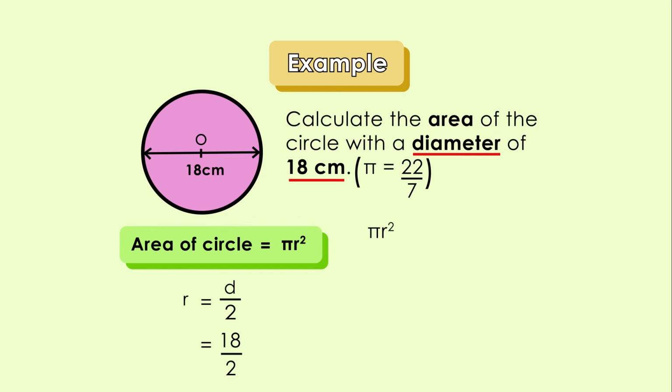Pi r squared is equal to 22 over 7 multiplied by the square of 18 over 2. You may use a calculator to help you with the calculations. What did you get? Good job! The area of the circle with a diameter of 18 centimeters is 254 4/7 square centimeters.